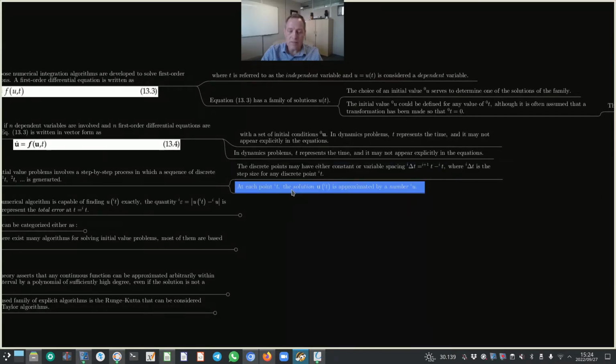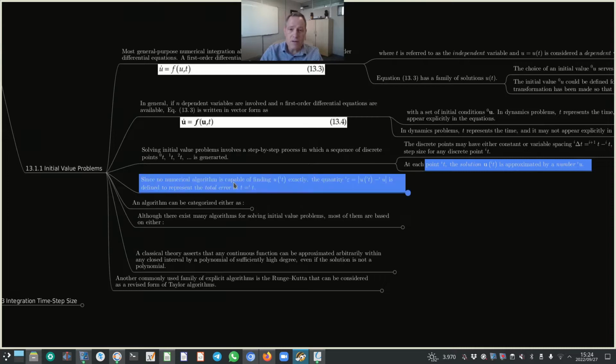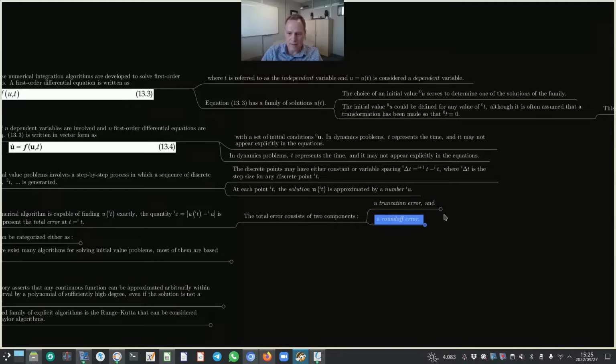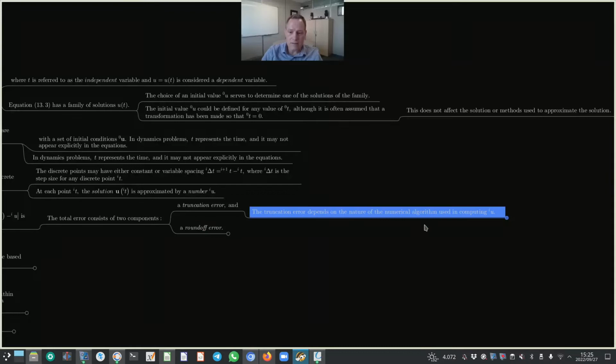Alright. Now at each point t i, the solution u as a function of t i is approximated by a number u i. Since no numeric algorithm is capable of finding u as a function of t i exactly, the quantity epsilon i, which is the magnitude of the difference between the approximated u i and the actual u as a function of t i, is defined to represent the total error at t equals t i. The total error consists of two components, a truncation error and a round-off error. The truncation error depends on the nature of the numerical algorithm used in computing u i.